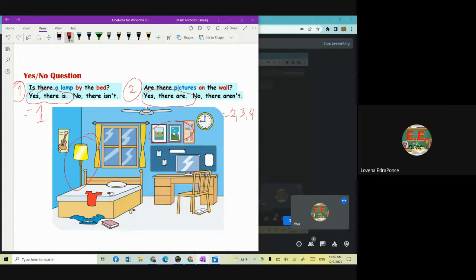Now, let's say, is there a book on the desk? No, there isn't. All right, so no, there isn't.